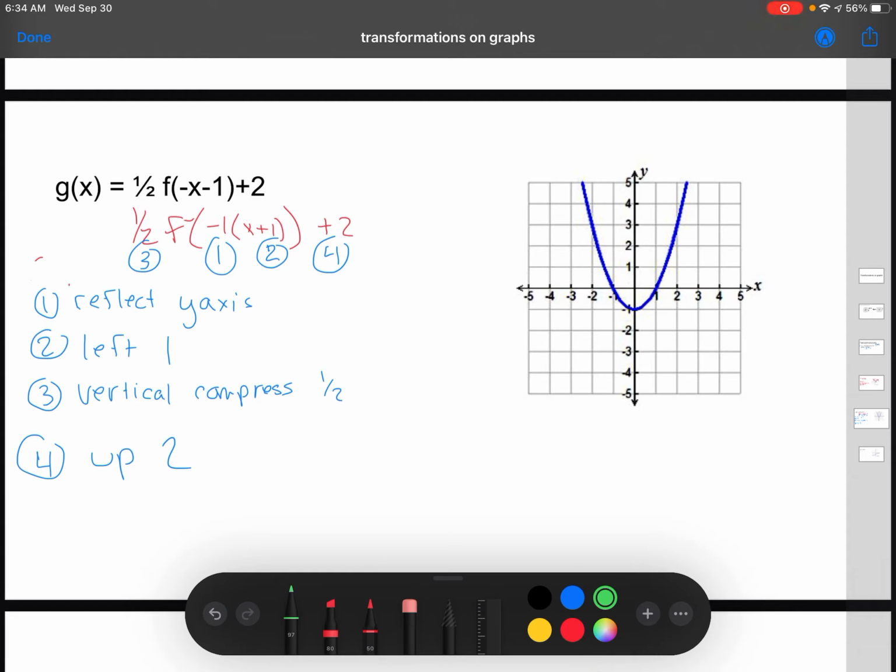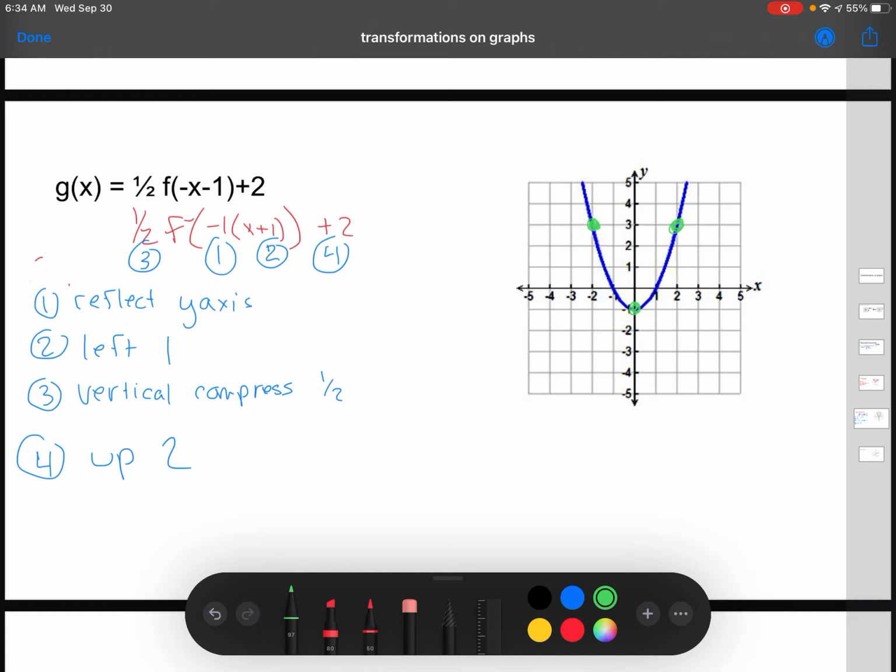So what I'm going to do is first I pick some reference points. So this one, here, and here, I'm going to do these 3 points. So I'll start with this one. So reflect the y-axis. So that's here.